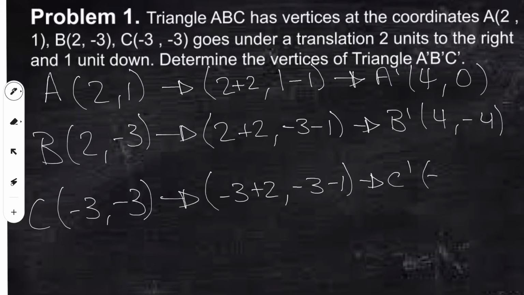Negative 3 plus 2 is negative 1. Negative 3 minus 1 is negative 4. So my last step will be to identify my points on my image. I see that it's over here. A prime is the point 4, 0. B prime is the point 4, negative 4. And C prime is the point negative 1, 4.